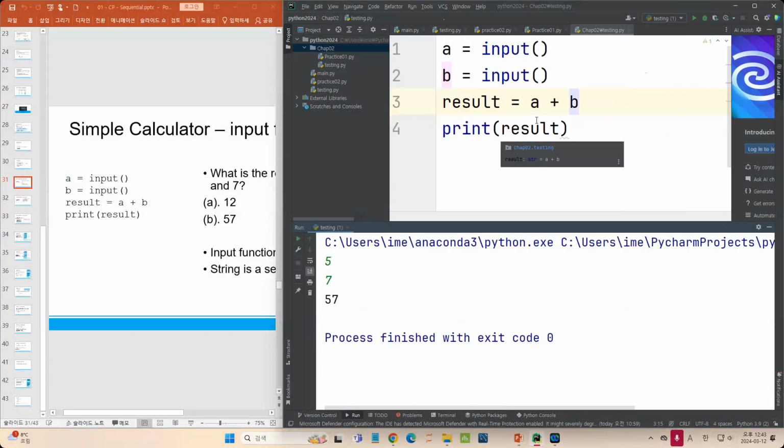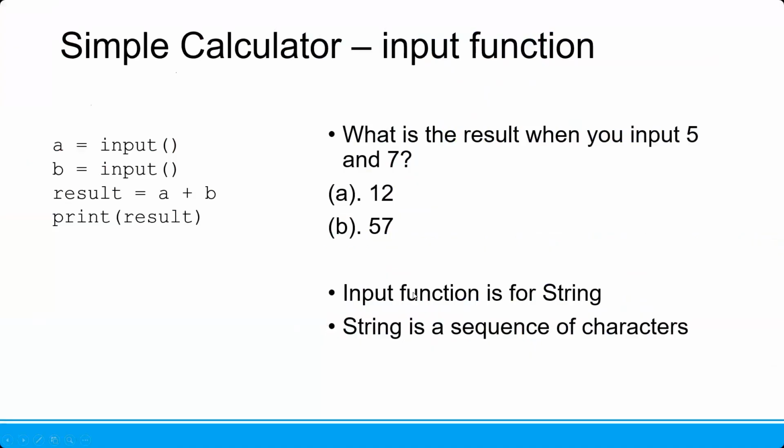Okay. So if I input 5 as a character and I input 7 as another character, this character will be added with that character. So the result will be 5 and 7 as the characters. So string is a sequence of characters. Okay.